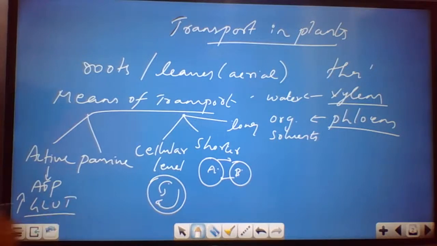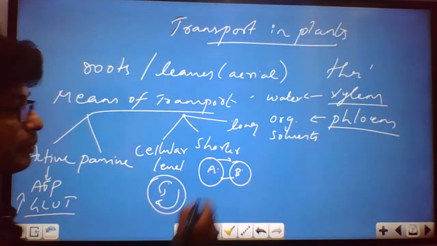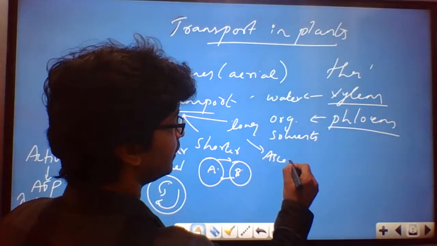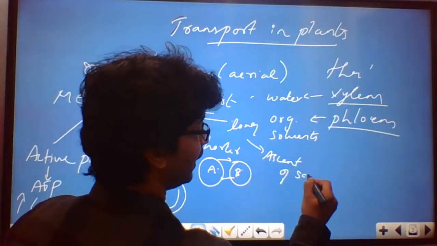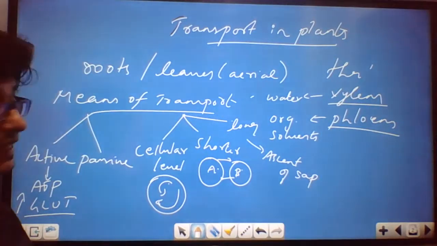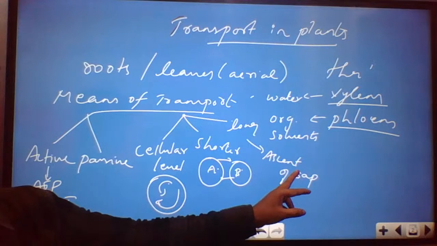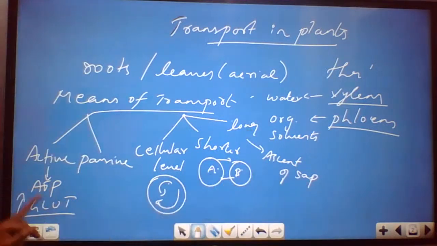What is GLUT? Can someone tell me? It requires ATP, that is like the energy currency of the cell, and this is a GLUT. For longer distance, Kavya said, like an ascent of sap. Yes, exactly, you said ascent of sap, adhesion, cohesion, that we'll be discussing in this part. The long transport. Yes, Kavya, good. Ascent of sap. So in active transport you require ATP, and this requires GLUT. That is a glucose transport which is required.